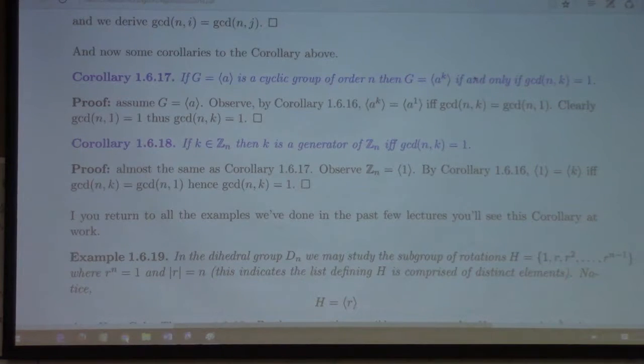Now check it out. We've just proved that all of the generators, if you look at Z10, the generators for Z10 are found in the group of units, the set of numbers which are relatively prime to 10. So here's a more specific one, this is really just a sub-case of that one. If k is in Zn, then k is a generator only if the greatest common divisor of n and k is 1. It's just this corollary again. All right, so let's look at some examples.